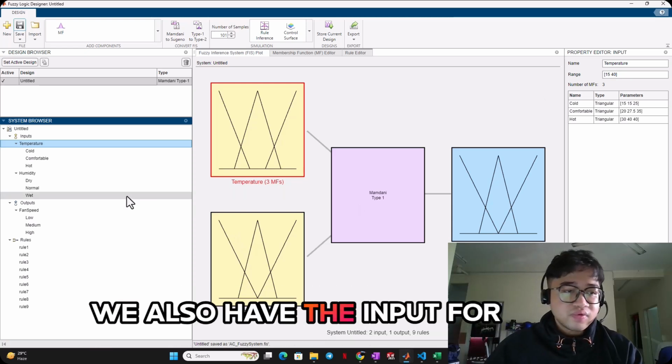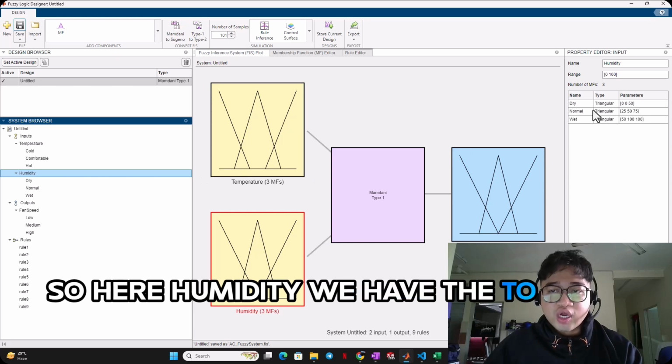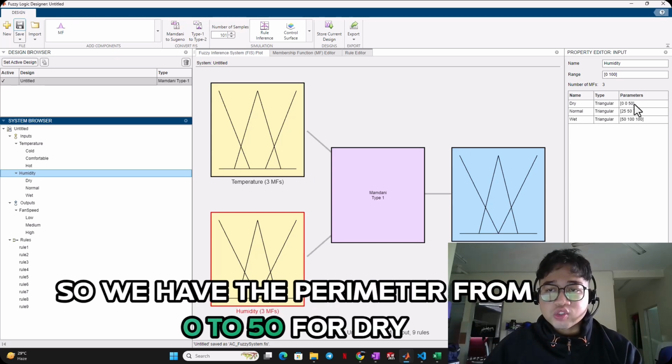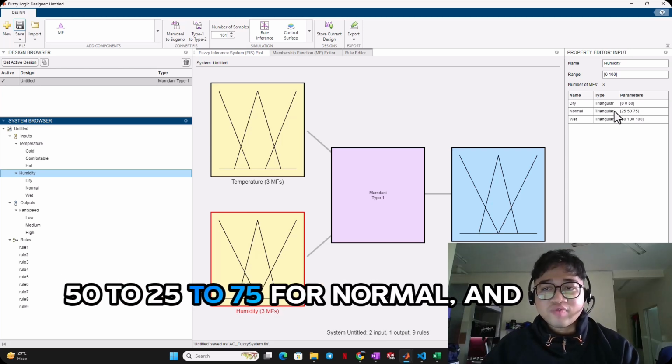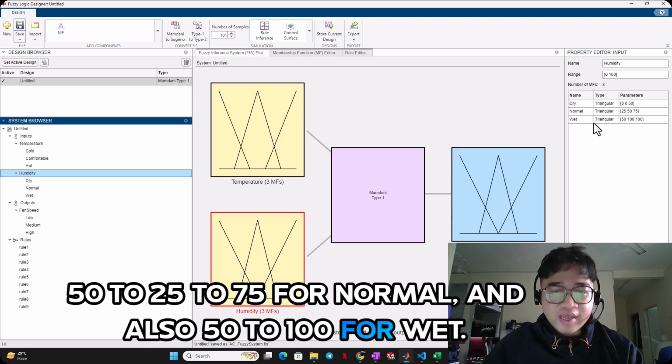We also have the input for humidity. Here we have dry, normal and wet. The parameters are 0 to 50 for dry, 25 to 75 for normal, and 50 to 100 for wet.